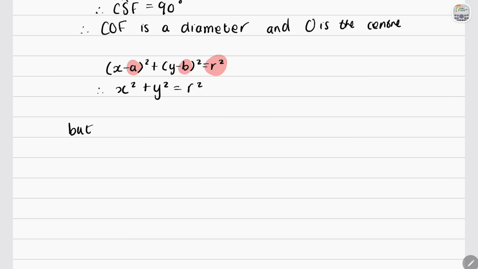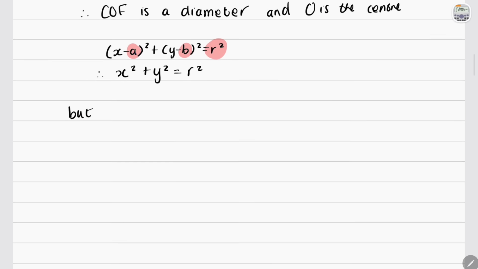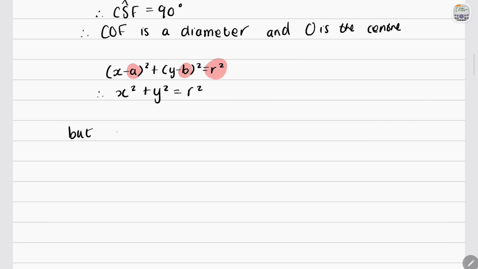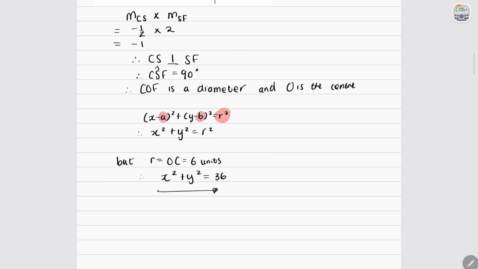But then we can see that the radius is from O to C. So that is exactly 6 units. So I'll just go ahead and tell them that OC is 6 units, which is the radius of our circle. So I can say that the radius R is equal to OC, which is 6 units. And so finally, the equation of this circle is x squared plus y squared is equal to 6 squared, which gives you 36. So that is the equation of the circle passing those points. Moving on to the next question.